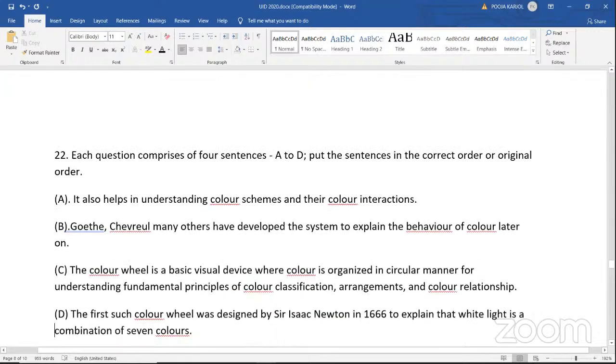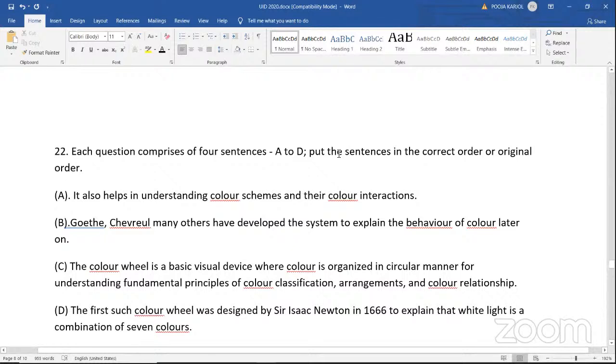Each question comprises four sentences, A to D. Put the sentences in the correct, original order. Can you guys tell me? C, D, B, A. Correct. I think it's correct.